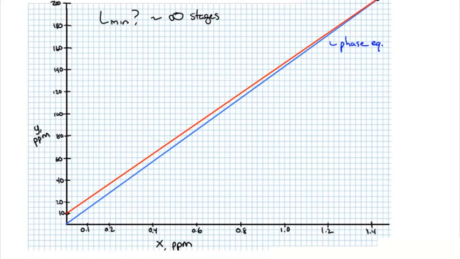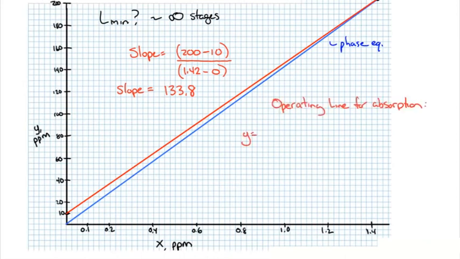actual operating line. So in this case we have 200 minus 10 for our change in y, and we have 1.42 minus 0 for our change in x. We get a slope of 133.8. If you recall, our operating line for an absorber is y equals our ratio of our liquid to vapor flow rate times our composition in liquid phase plus our other conditions, both leaving and entering our column. So the slope of this line is L over V.